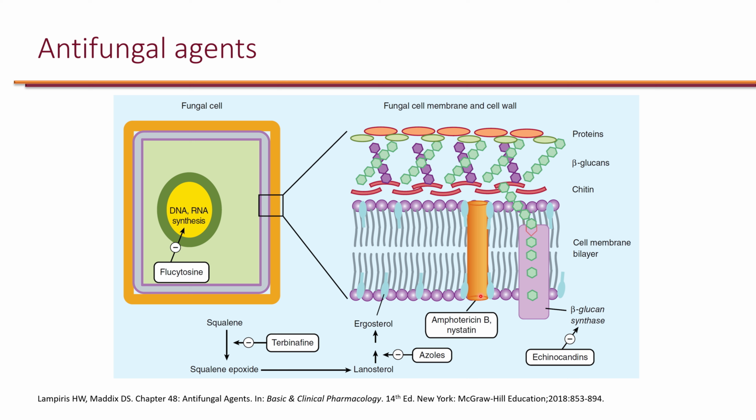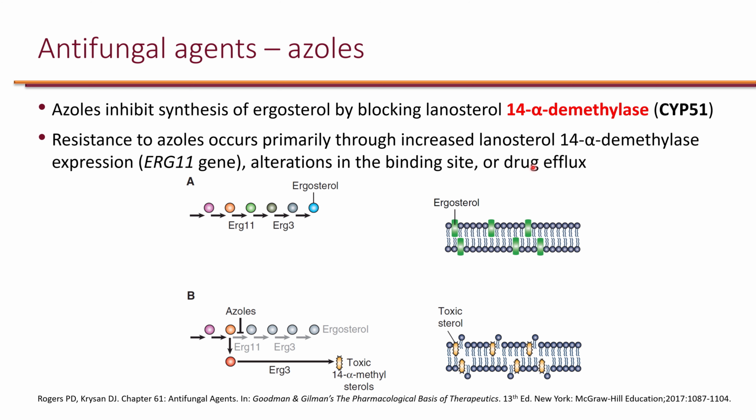There are agents that actually cause a pore inside the cell membrane and cause wasting of various electrolytes, leading to cell death. And we have agents that prevent synthesis of beta-glucan, which is also important in the structure of the cell wall. So beta-glucans are components of the cell wall.